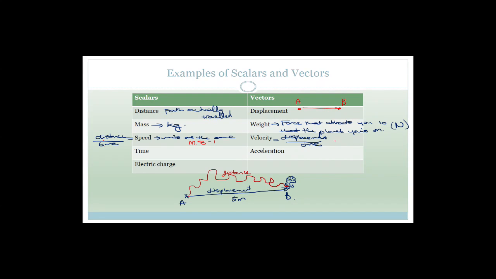So velocity should also be in meters per second, but there'd be a direction. So in this case, if we read this off, this would be north, south, west, and east. So maybe this would be 5 degrees north of east, okay.